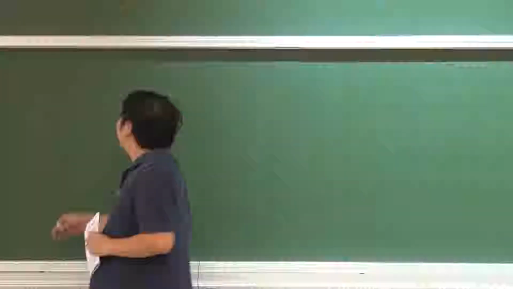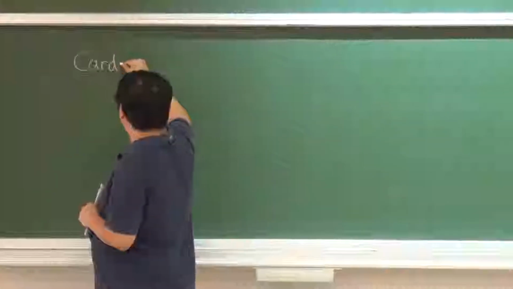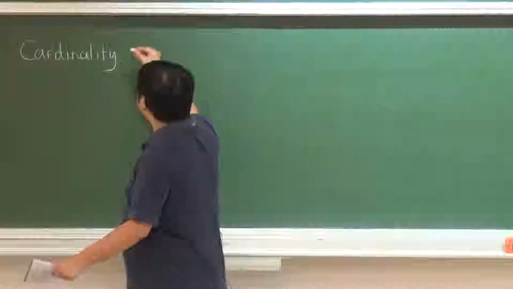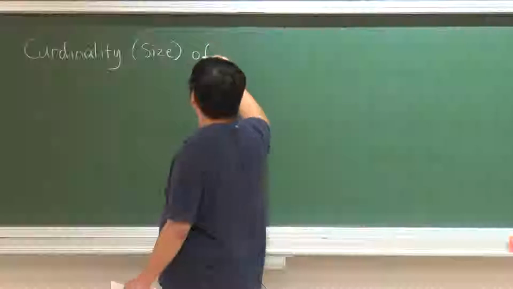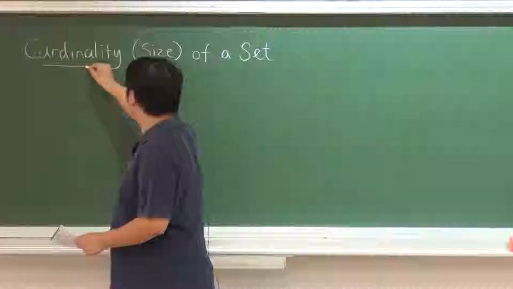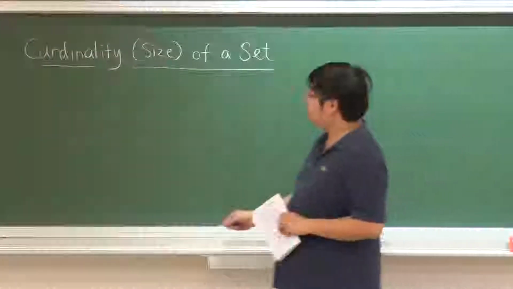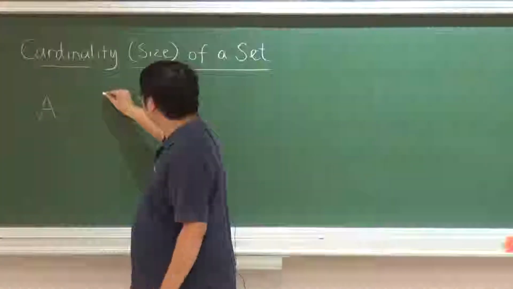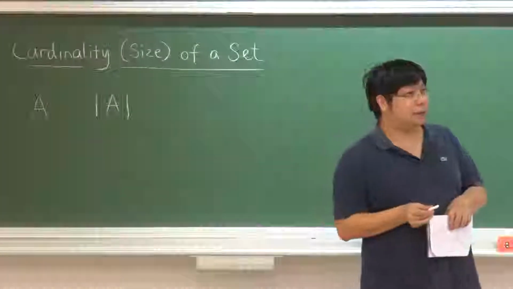Okay, so the second thing that we want to talk about today is called the cardinality, or the size of a set. Okay, so you have a set A. Last time we talked about how we can use this notation to denote the number of items in A.